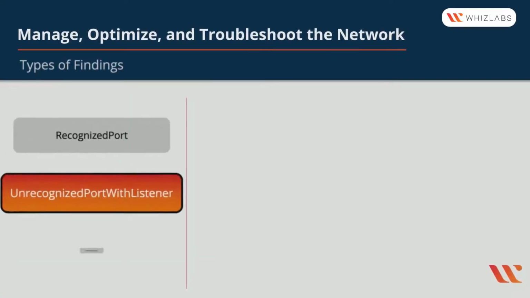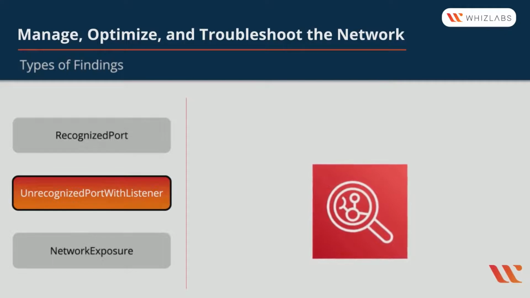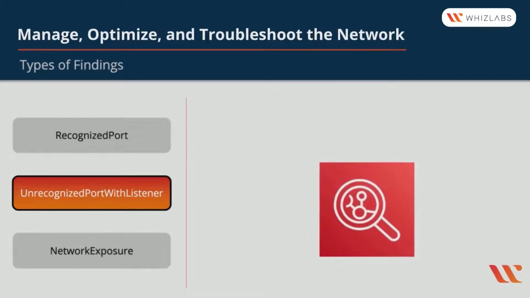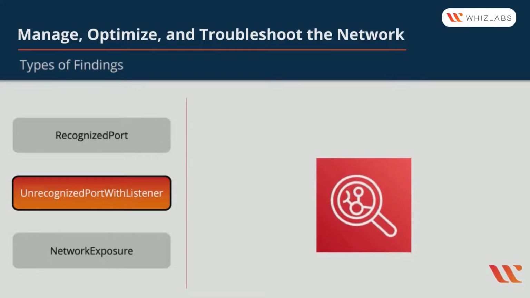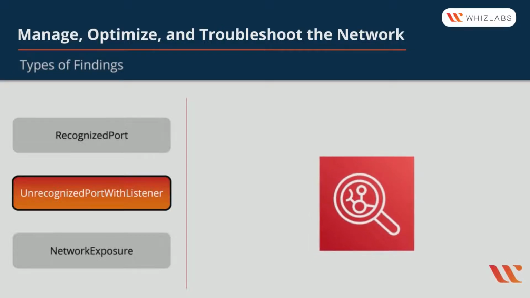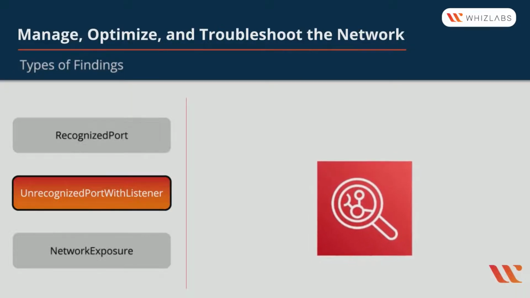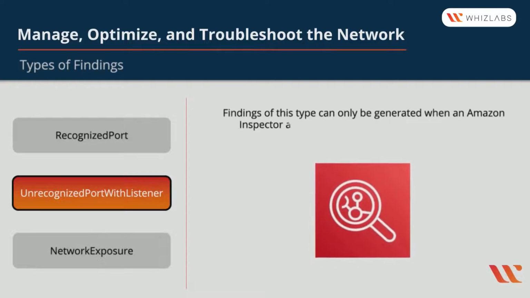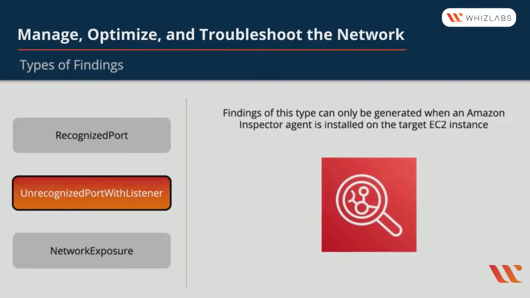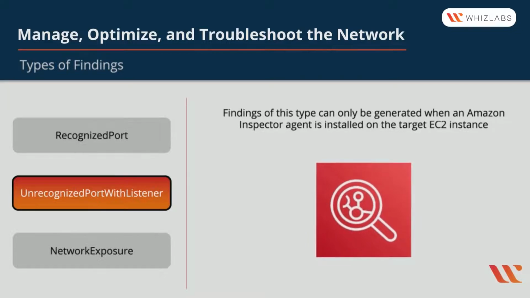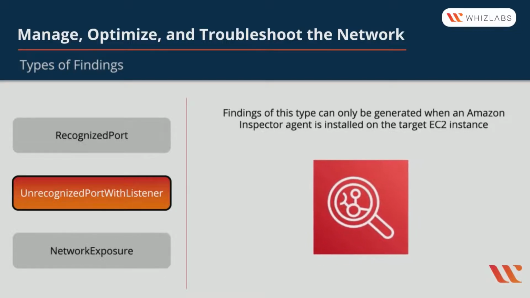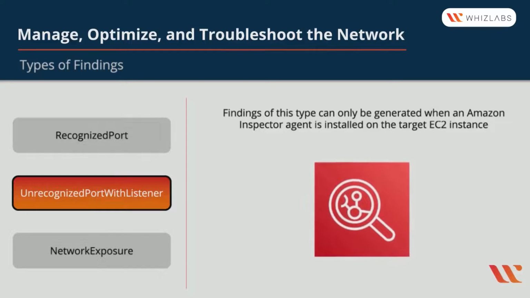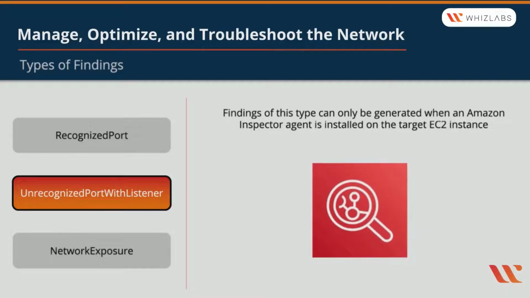Next is unrecognized port with listener. A port that is not in the listing discussed before is reachable and has an active listening process running on it. Findings of this type can only be generated when an Amazon Inspector agent is installed on the EC2 instance, since they show information on the listening processes. This type of information is provided if the severity is low.